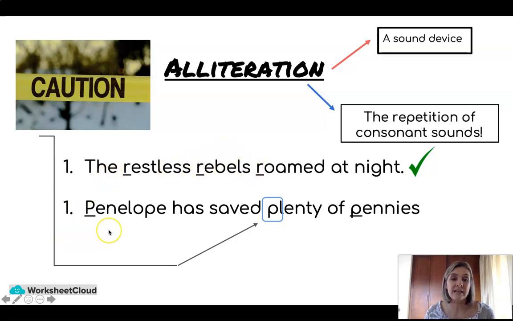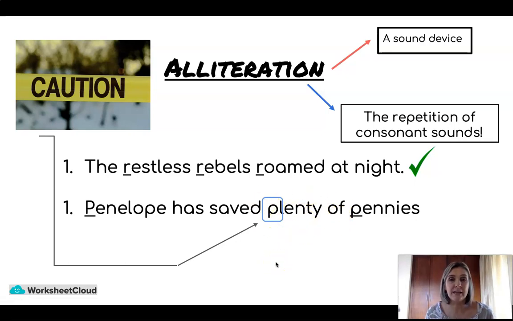And then if we look at the second one, Penelope has saved plenty of pennies. Now, sometimes some of you might write that whole sentence down and say that's an example of alliteration. It isn't an example of alliteration if you include the whole sentence. But if you just underline the two that are examples of alliteration, that's absolutely fine. Penelope has saved plenty of pennies. So Penelope and pennies is an example of alliteration, but plenty is not, because that sound is slightly different.